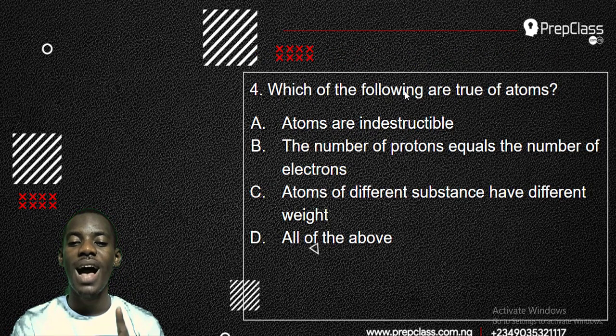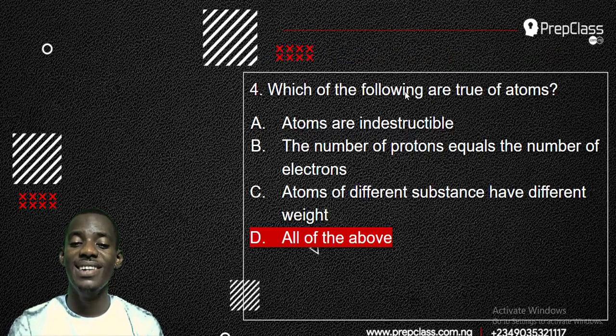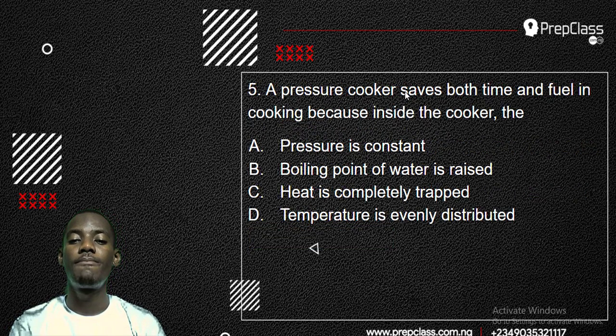Now option C, atoms of different substances have different weight, and that is true. Like the atom of oxygen has different weight from the atom of sodium. They are different, and therefore they have different mass. So the correct answer is all of the above. All of them are correct. Answer number 4.